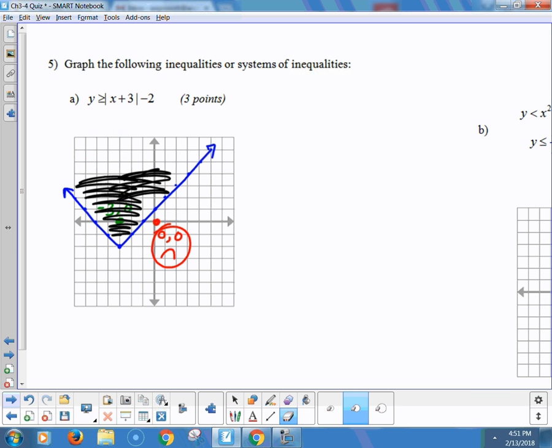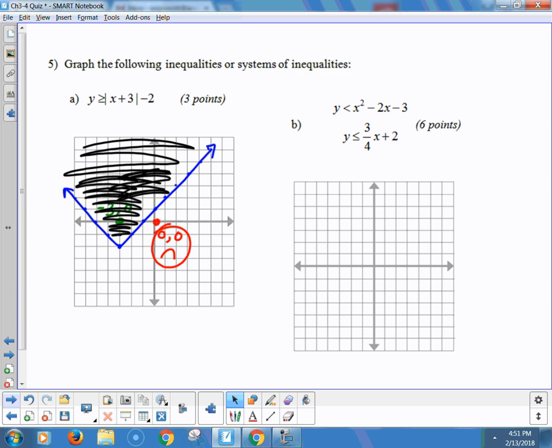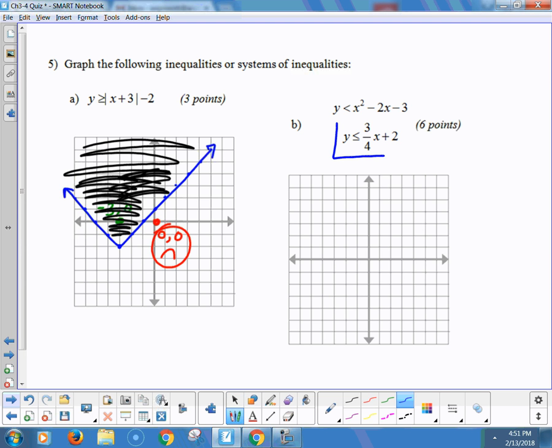There we go. Let's take a look at number B. And number B was worth 6 points, 3 for each graph, and correct shading on each graph. I'll start with the easy one. This is a line. It has a y-intercept of 2 and a slope of rise 3, run 4, or fall 3, back up 4. So there's the line. Oops, that's a lousy line. There.